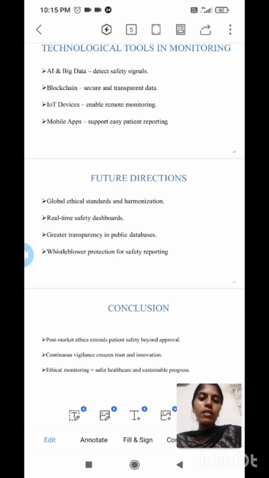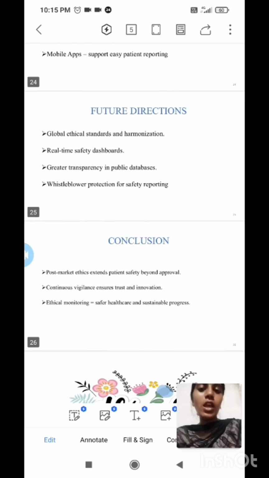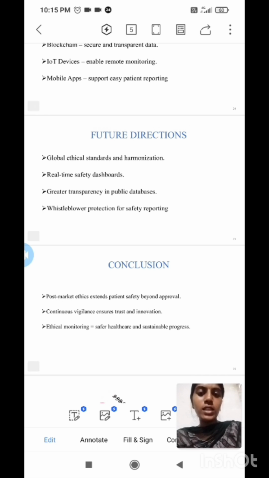Next, IoT devices enable remote monitoring, remote nurses. Then mobile apps like Blink IoT give notifications, like when a patient should take a tablet, or this is the right time to go to sleep. With these types of reminders, mobile apps support easy patient reporting.